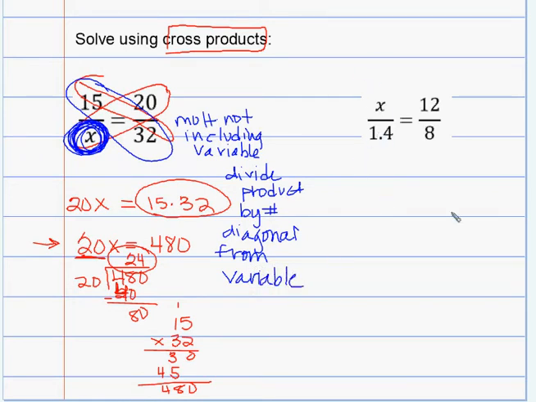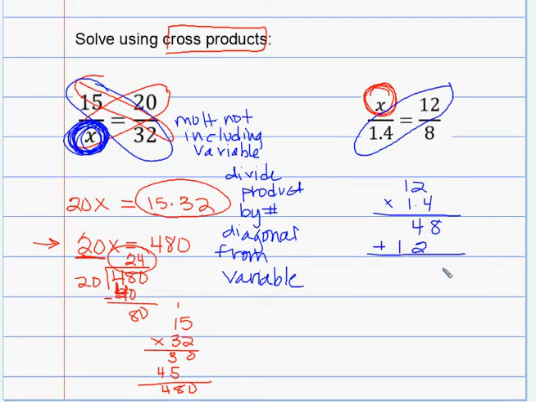Okay, so let's try that now. We're going to figure out where the variable is. It's right here. So we're not going to use the number diagonal from it yet. So we're going to multiply the other direction. We're going to take 12 times 1.4. Okay, so 4 times 2 is 8. 4 times 1 is 4. 1 times 2 is 2. 1 times 1 is 1. Add those together. 8, 6, 1. I had 1 decimal place here, so I need 1 decimal place here.